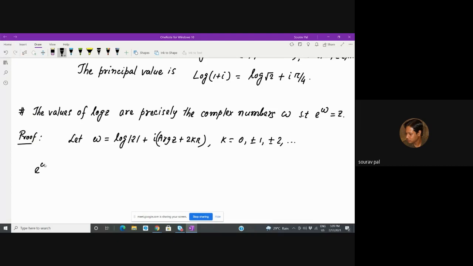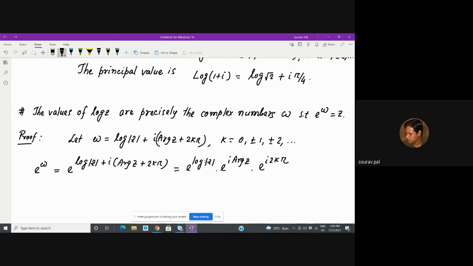And what is e to the W? The exponential is additive, by the properties of the exponential. So it's e to the log mod z plus i arg z plus 2k pi, which is precisely e to the log mod z times e to the i arg z times e to the i 2k pi. So we know about this, right? The values are distributed this way.